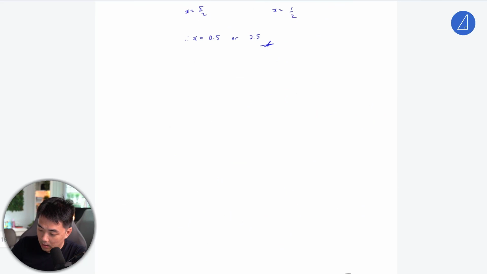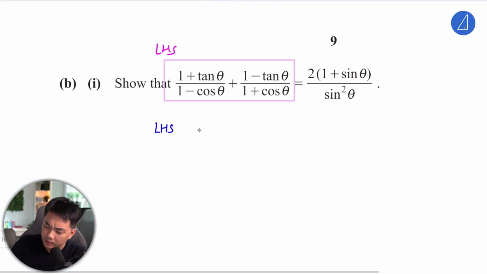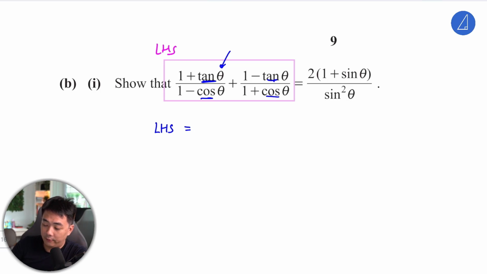From the left hand side, look at the expression here: tangent and cosine, tangent and cosine. Of course, there's no double angle, since this is theta and theta, so we don't need to change the angle. Looking at the formulas, there's no double angle, so likely we won't be touching them. On the right hand side, we only have sine.